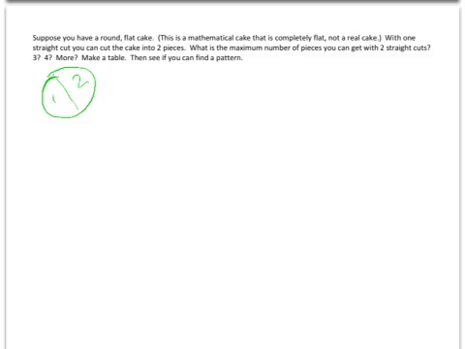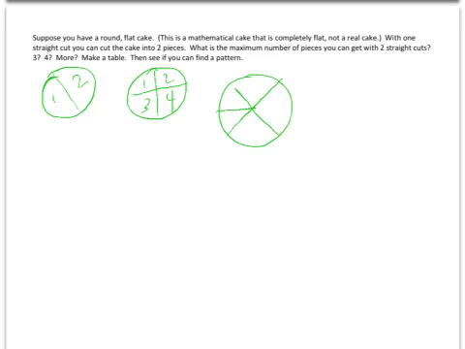Okay. Now, what if I made two straight cuts? I have a mathematical cake here. Two cuts makes 1, 2, 3, 4 pieces of cake. Now, what if I made 3 straight cuts? It's tempting to make my cuts like this. And then I would have 1, 2, 3, 4, 5, 6. But I can actually be more efficient than that.